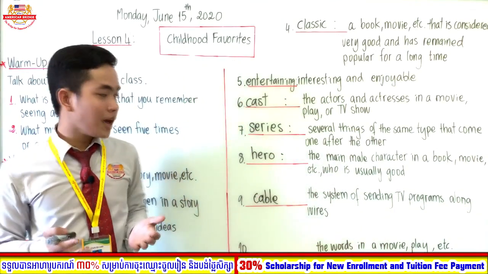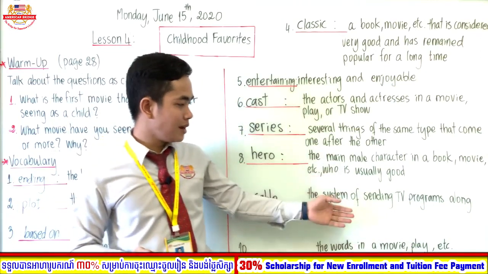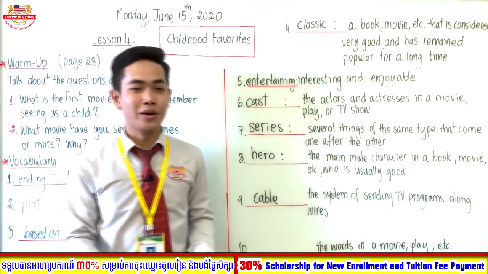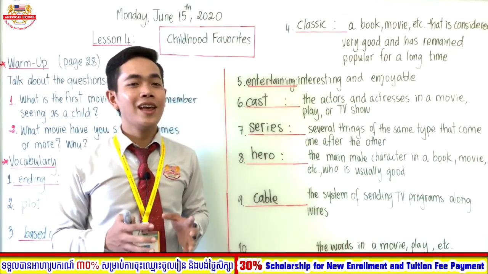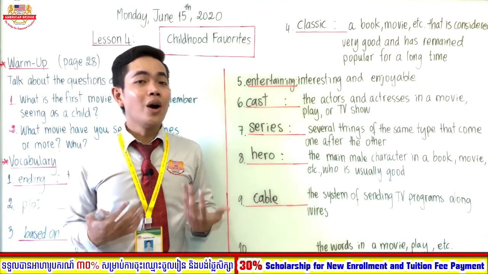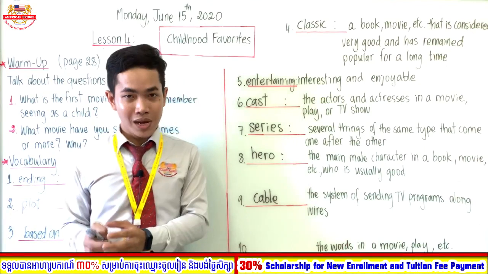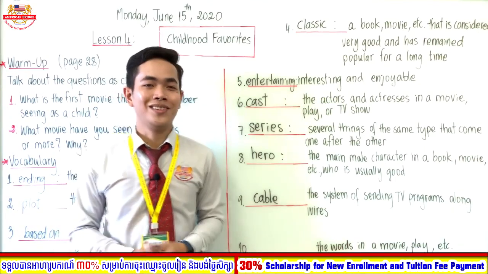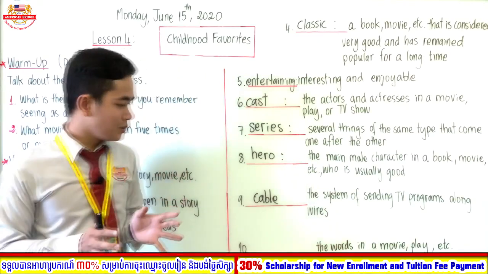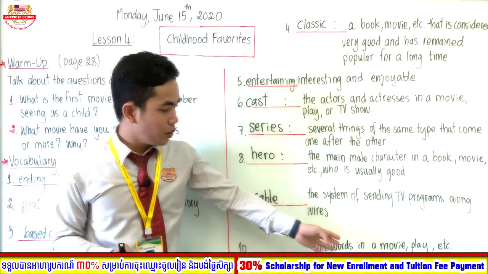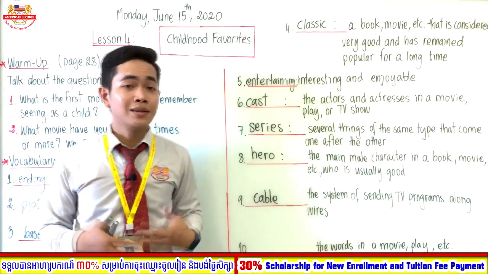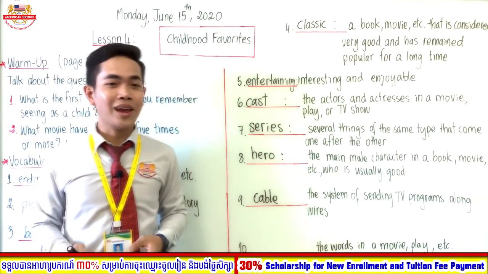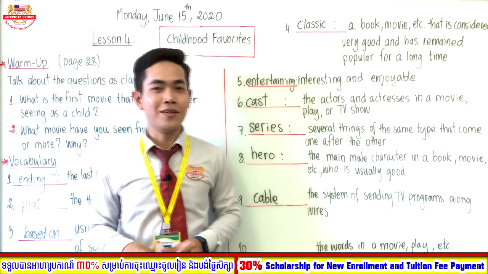Alright, so now the word cable means the system of sending TV programs along wires. It's the kind of network, right? Okay, now let's listen to my example. I always watch that movie when it's on cable. Okay, so now the last one is the words in a movie, play, or etc. Right? Okay, now let's listen to my example and you can guess the word as well, right?